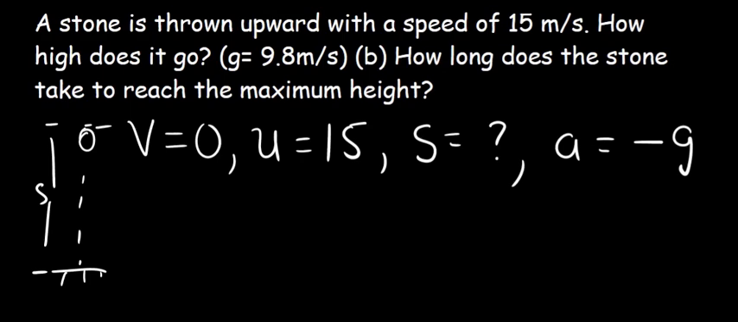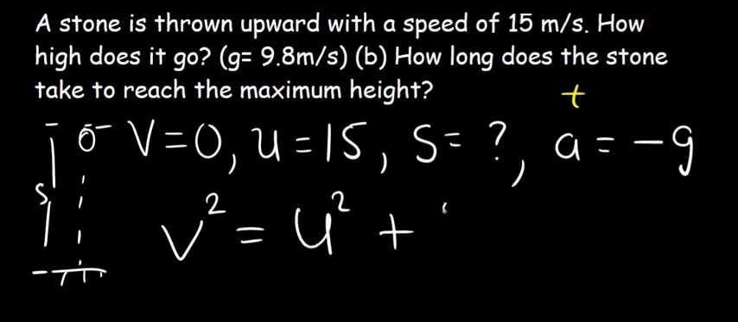If we look at the variables that we have, which of the 5 variables is not here? There's no time here. Time is not mentioned here. So we choose the equation that does not have time. And the only equation that does not have time is v squared is equal to u squared plus 2as.